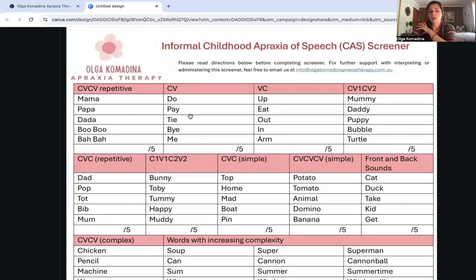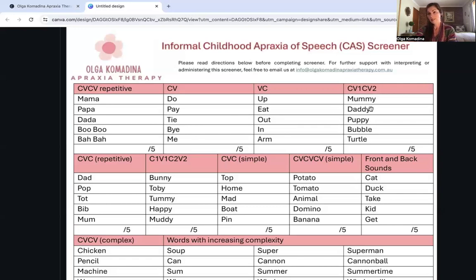Okay, so now all of this top 4 columns and the CVC repetitive are coming into our vocabulary that the child is able to be supported with through motor speech therapy. Okay, let's say they've achieved mastery here. They're able to do their mummy, daddy, puppy, bubble. How are we going to make it harder? What's the next step? So that's where we increase the complexity of the CVCV words.